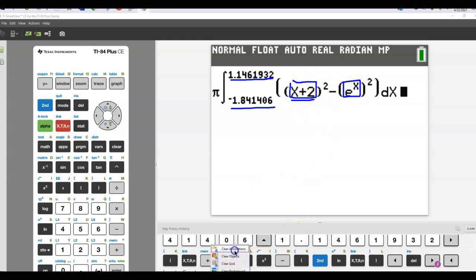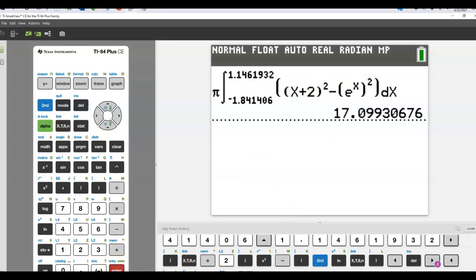There's a few different ways you could put it into the calculator, but in any event, go ahead and type it all in, and that would be your final answer.